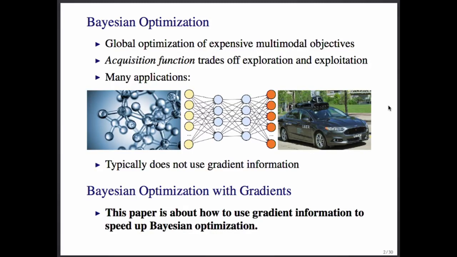Bayesian optimization enables global optimization of expensive multimodal objectives, whereby an acquisition function trades off exploration and exploitation. Bayesian optimization has many applications, including automatic scientific discovery, automatic machine learning and hyperparameter tuning, and automatic engineering control.